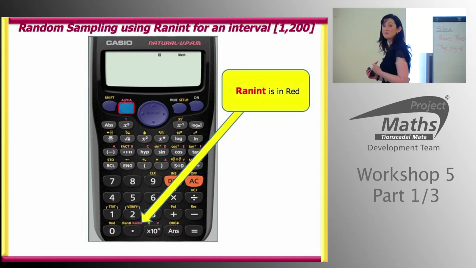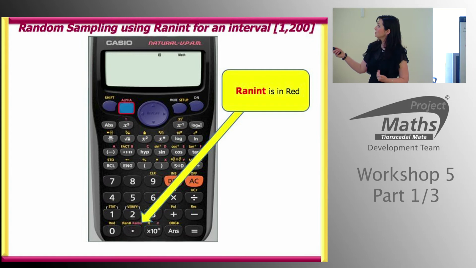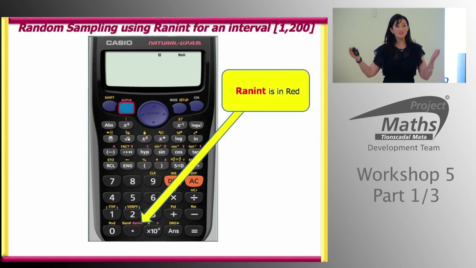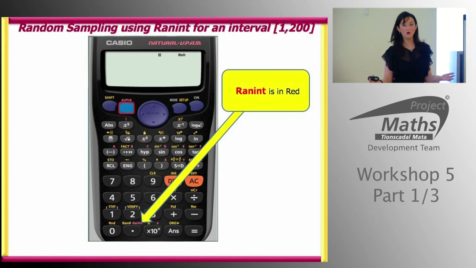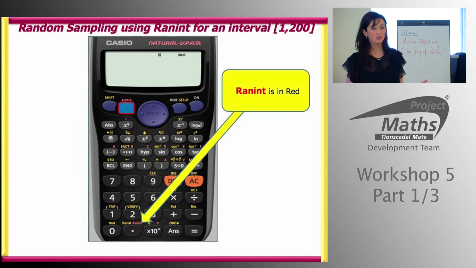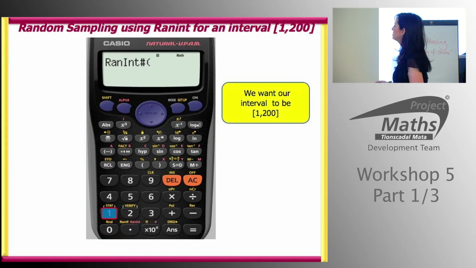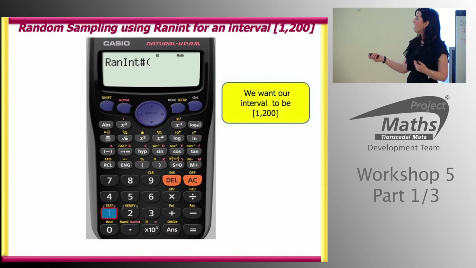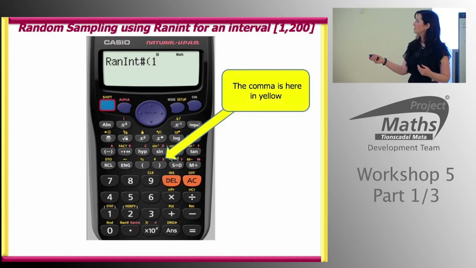And what's lovely about this is, it offers us up a bracket because it's saying to you, what is the pool of numbers that you want to take your random sample from? So what's the pool of numbers we want? 1 to 200. So we'll put in our 1, and then our comma is yellow this time. It's over the bracket. So because it's yellow, we need the shift button this time to select that.